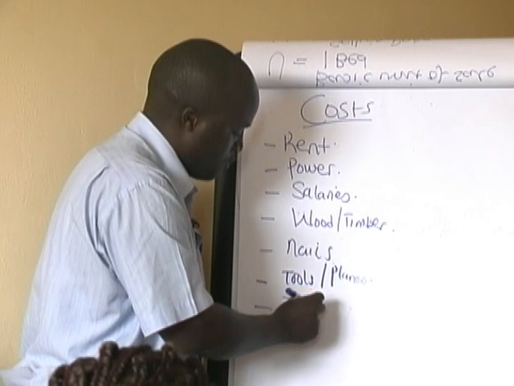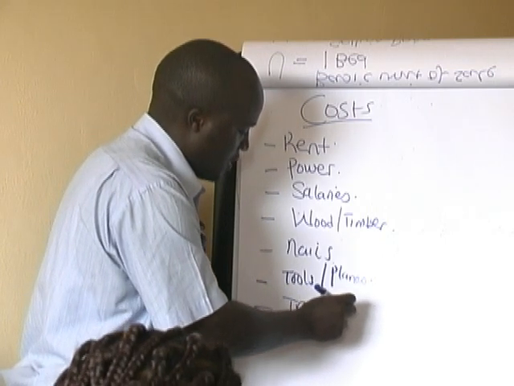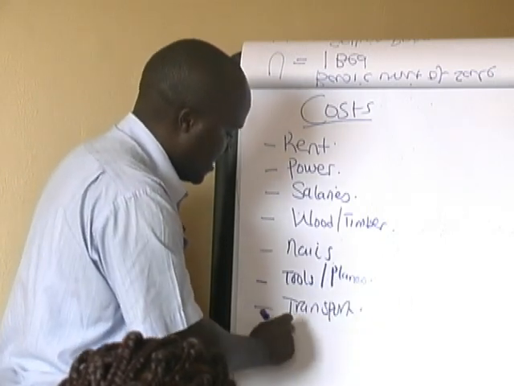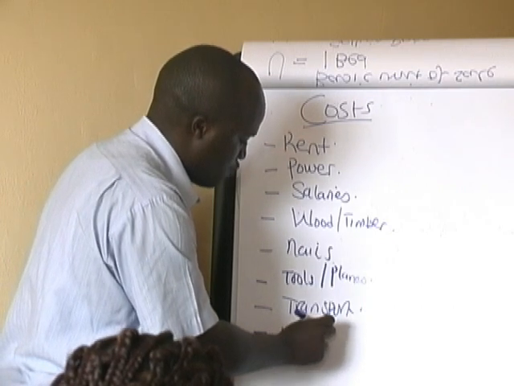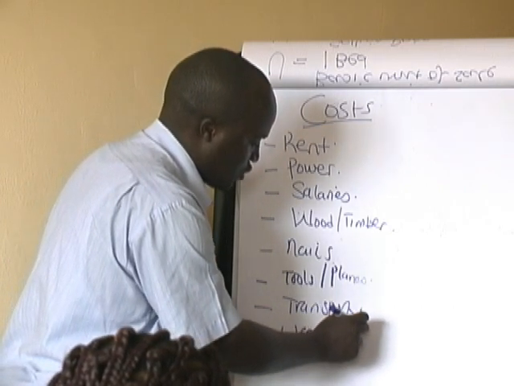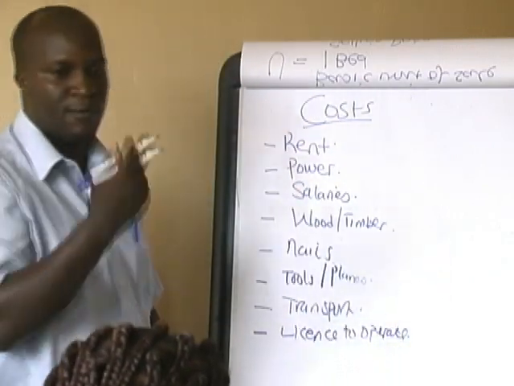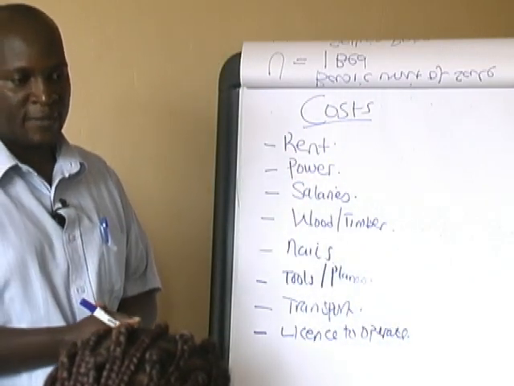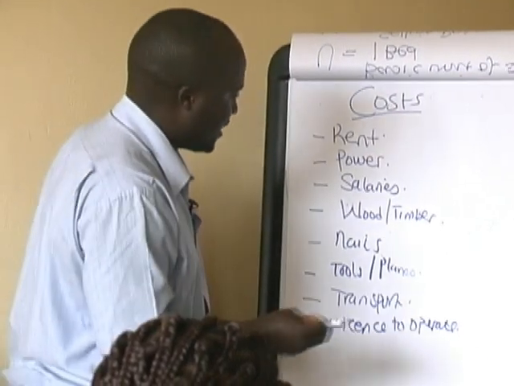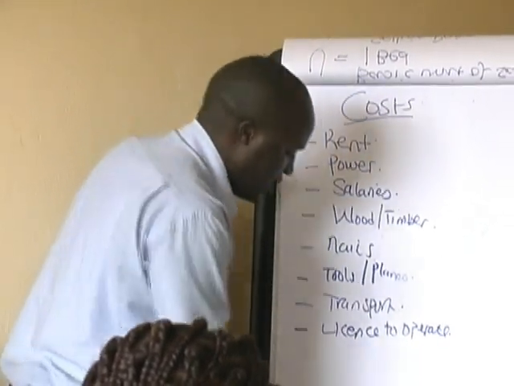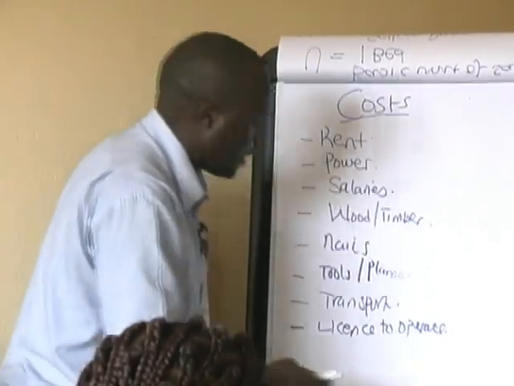You pay for transport, and after that you also may pay a license to operate from the local government or the local authority. So these are some of the things that you may find that you are paying. Now, what you realize is that these expenses can then be grouped into different kind of expenses.